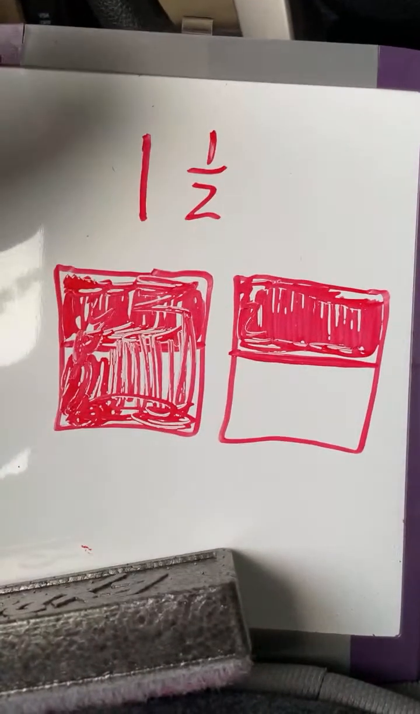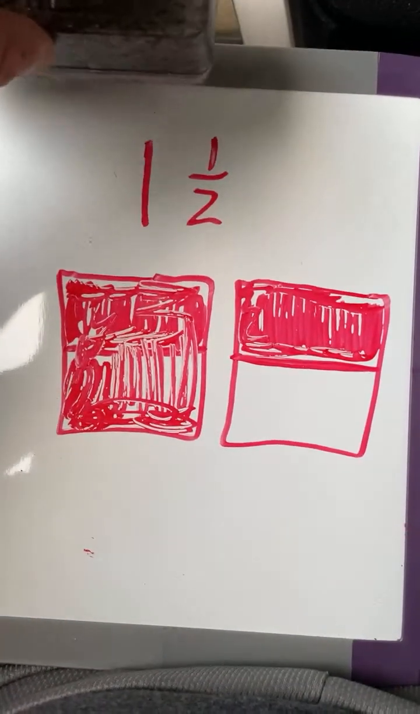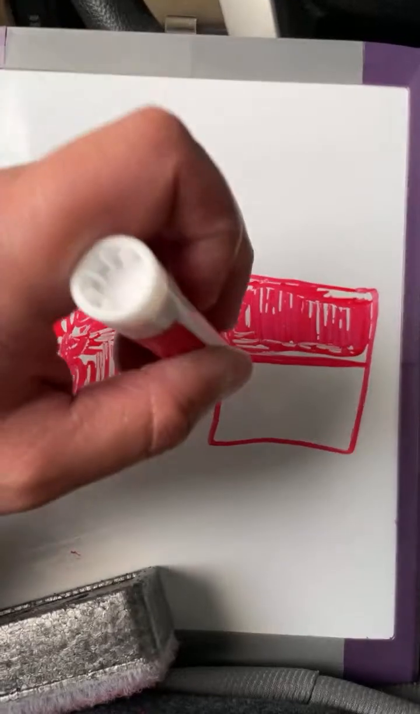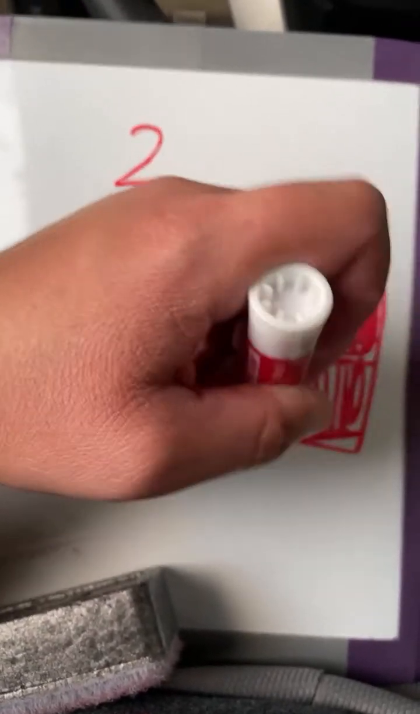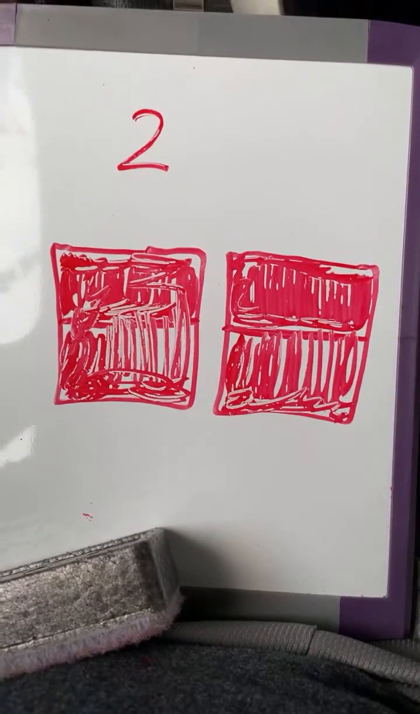So what if I were to do 2 wholes? Remember, 2/2 would be equal to 1 whole. 2 parts filled, 2 parts total, 2 parts filled. So if I were to make 2, I would shade in this other part. This is a fraction model that represents 2 wholes.